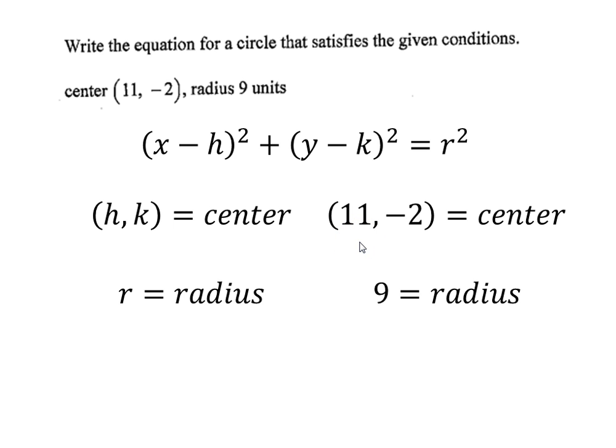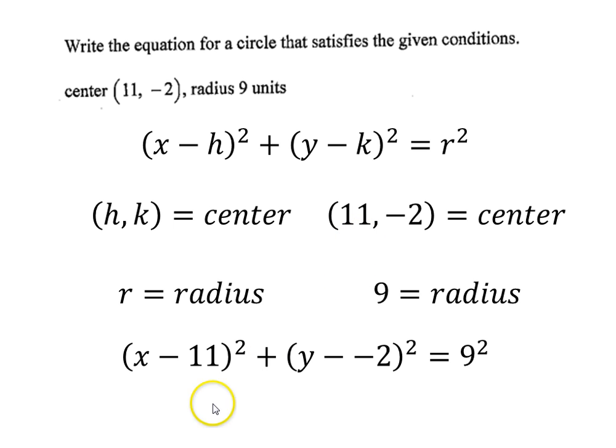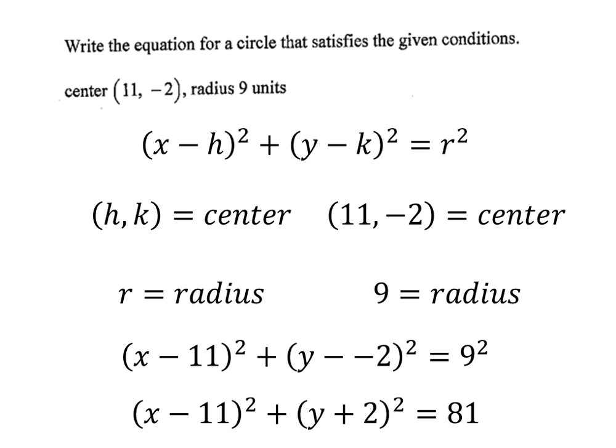So when I make those replacements, this is what I get. (x − 11)² + (y − (−2))² = 9². I can clean this up a little bit, do a little bit of simplification, because I know that minus and negative is the same as plus, and I also know what 9 squared is. So by doing that simplification, I get the equation (x − 11)² + (y + 2)² = 81. And this is our equation for the circle with a center of (11, −2) and a radius of 9.